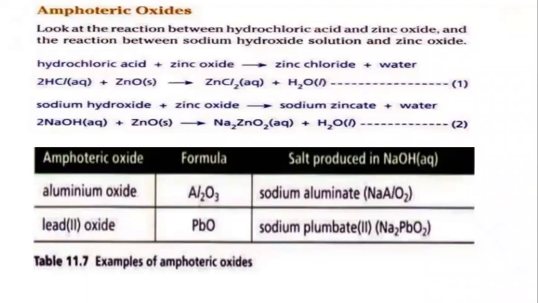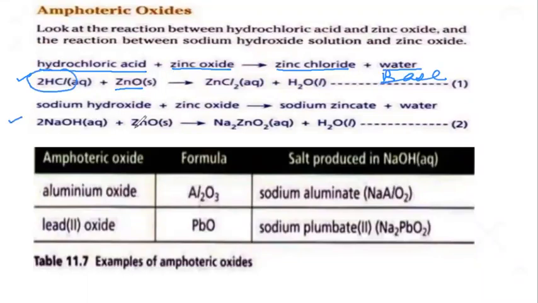Look here, they have given you an example of an amphoteric oxide. They have taken zinc oxide. Zinc oxide is reacting with hydrochloric acid, forming zinc chloride and water. So this is the chemical equation: zinc oxide reacting with HCl, forming zinc chloride and water. In this scenario, it is acting like a base because it is reacting with an acid.